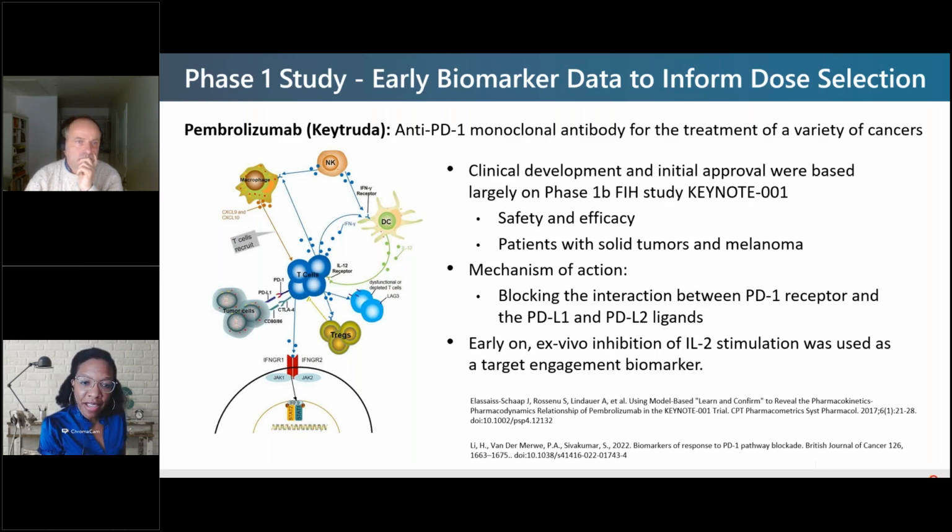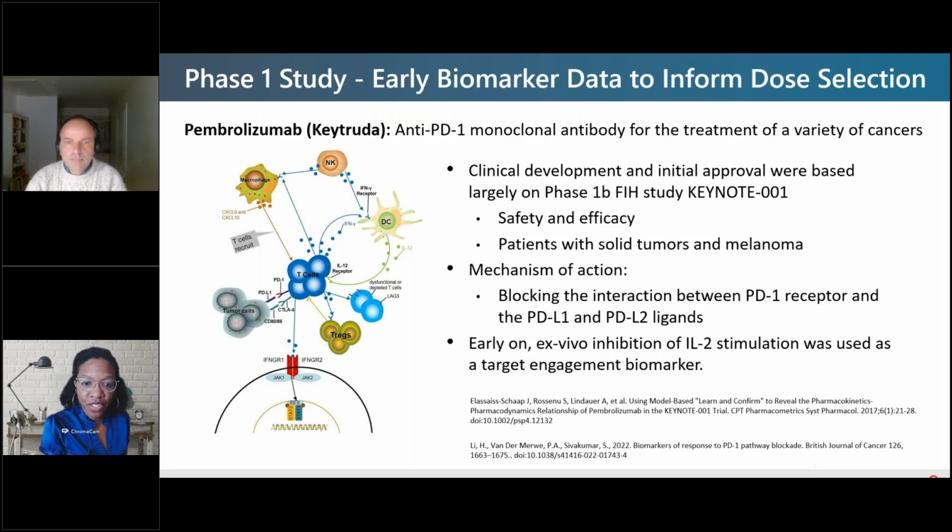The mechanism of action of pembrolizumab is that it blocks the interaction between the PD-1 receptor and the PD-L1 and PD-L2 ligands. The clinical development and initial approval of pembrolizumab were largely based on a single study, KEYNOTE-001, which was a phase 1b first-in-human study of the safety and efficacy of pembrolizumab, first in patients with solid tumors and later in patients with advanced melanoma.